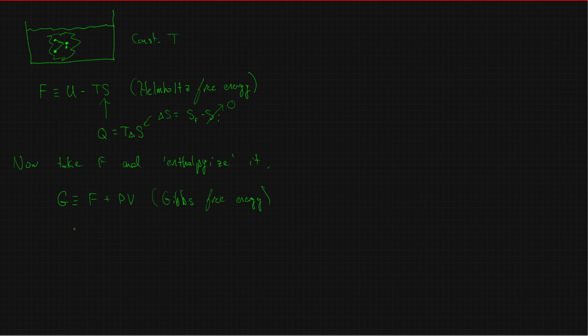And so if we were to write this out a little bit more, we could write G in terms of U minus TS plus PV. So we could also rewrite this as H, the enthalpy, minus TS, which makes sense. And so altogether, we're going to refer to the set U, H, F, and G as thermodynamic potentials.